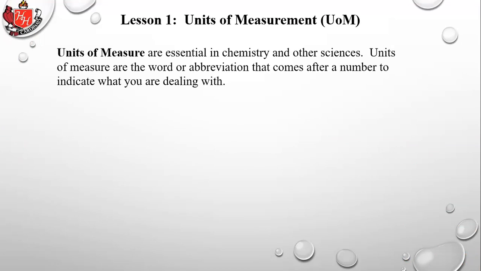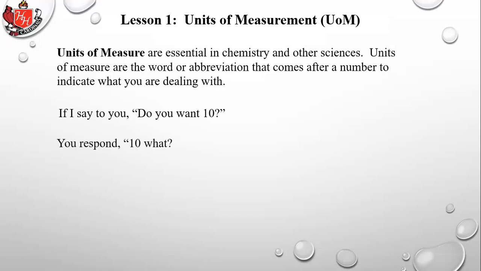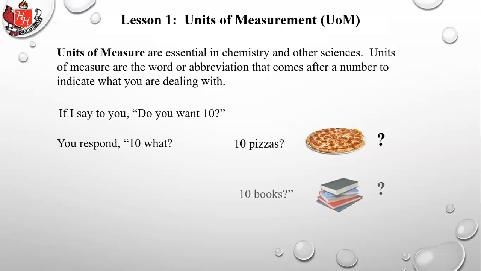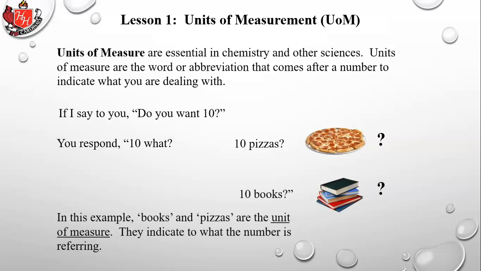Units of measure are essential in chemistry and other sciences. Units of measure are the word or abbreviation that comes after a number to indicate what you're dealing with. So if I say to you, do you want 10? Obviously your question will be 10 what? 10 pizzas, 10 books, 10 what? What are we talking about? In this example, books and pizzas are the unit of measure. They indicate what the number is referring to.